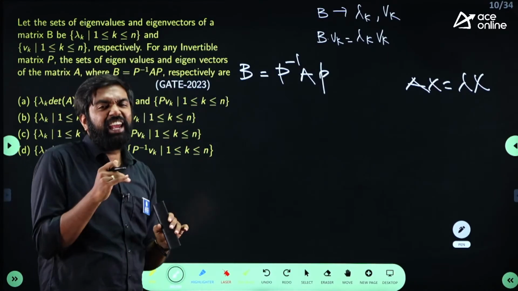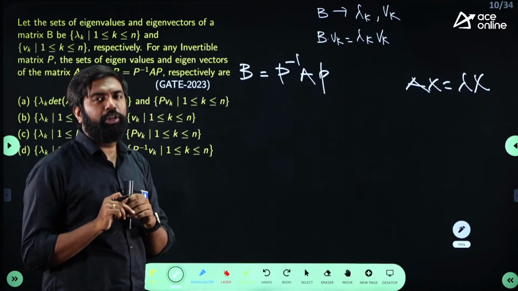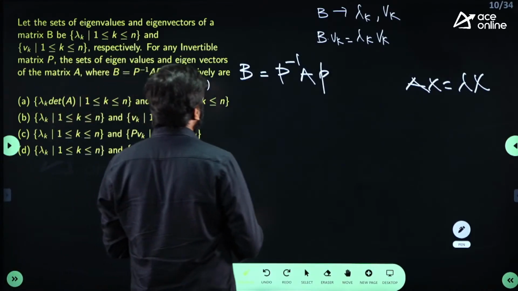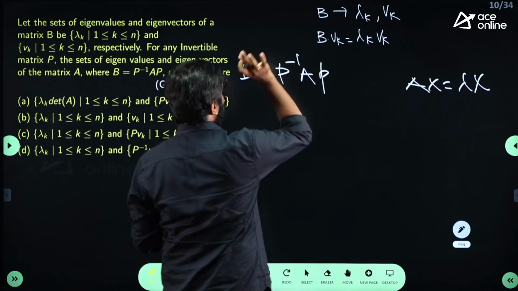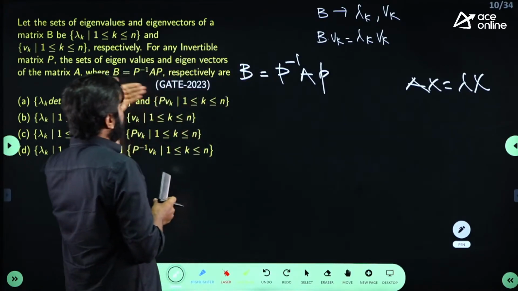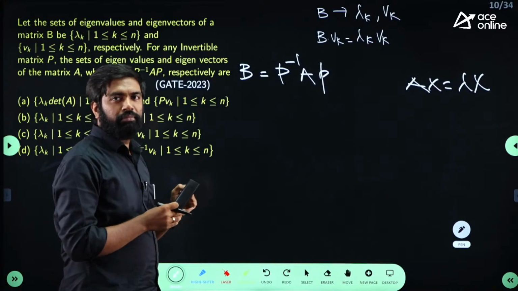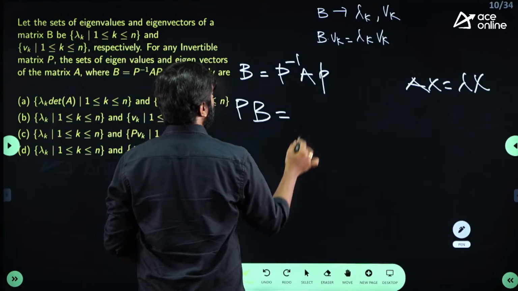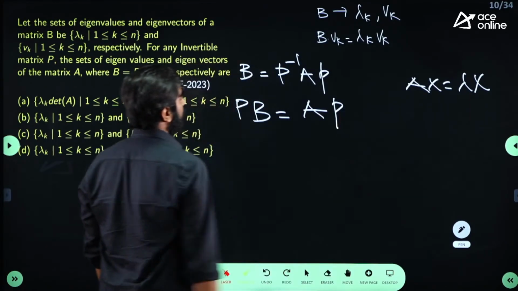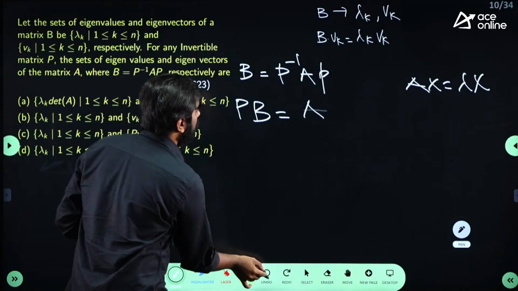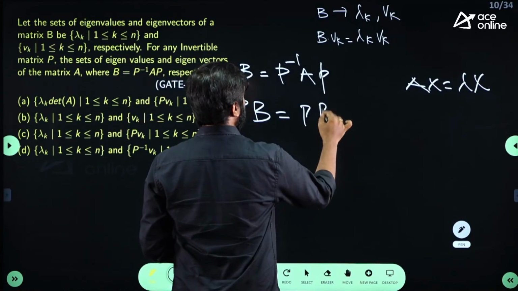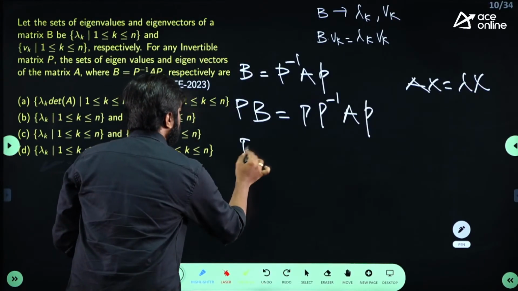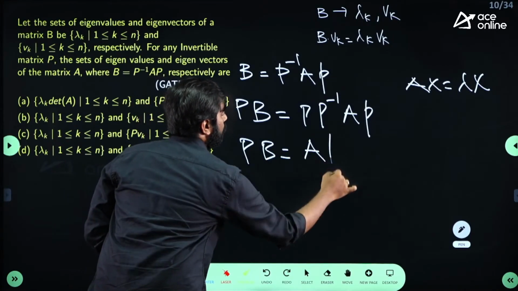So now what are you going to do? Somehow I need A into a vector equal to a scalar into the same vector. So how do you get that? For that I will first remove this P inverse. How do you remove that P inverse? Let's multiply the matrix P on both sides. So you get PB equal to AP, because P into P inverse AP, but P into P inverse is the identity matrix. So what you get is PB equal to AP.